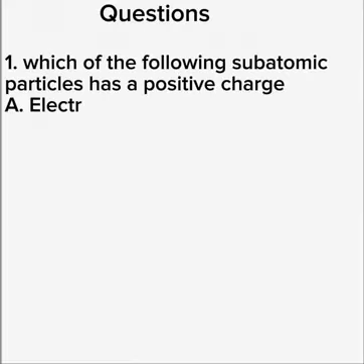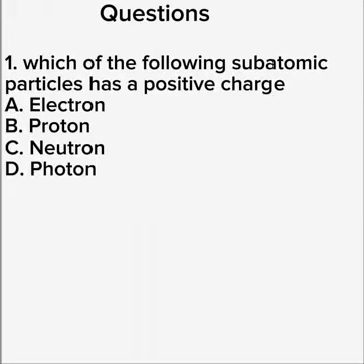Which of the following subatomic particles has a positive charge? A. Electron. B. Proton. C. Neutron. D. Photon. The correct answer is option B, proton. Recall that proton is a positively charged particle found in the nucleus of an atom.